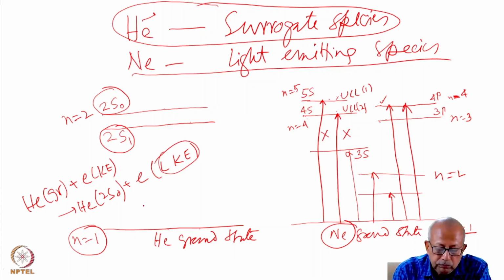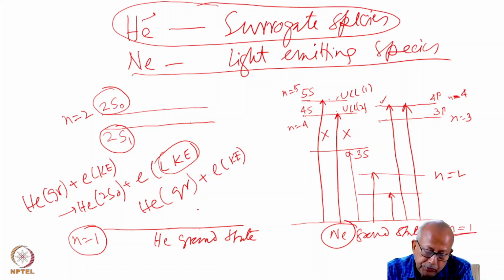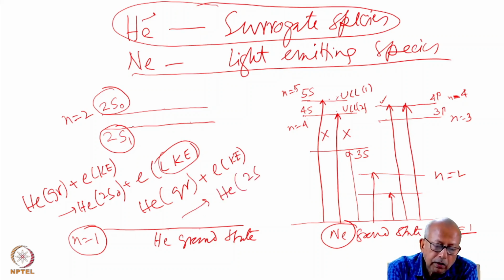And also, helium at the ground state will collide with an electron having appropriate kinetic energy, and will transfer to helium's other sublevel, 2s1, plus an electron with less kinetic energy.